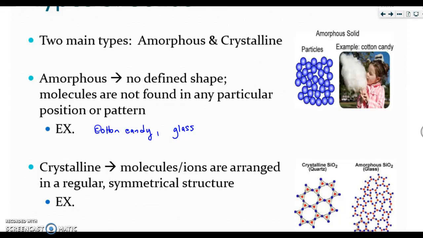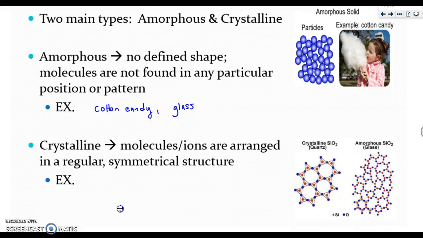Crystalline solids, which we'll cover in more detail, are when you have molecules or ions that are arranged in a regular symmetrical structure. Pretty much everything else fits here, things that are ionic, covalent, and so on and so forth. So I just put everything else. The next slide has a chart that we're going to complete on the 4 major types of solid.